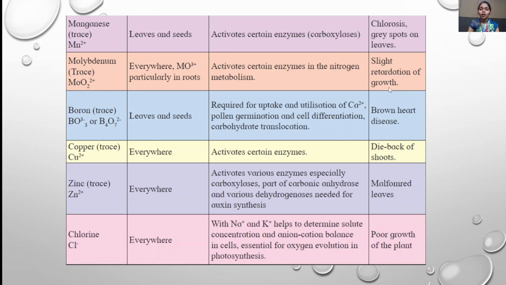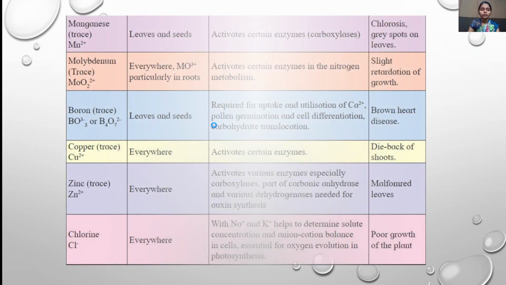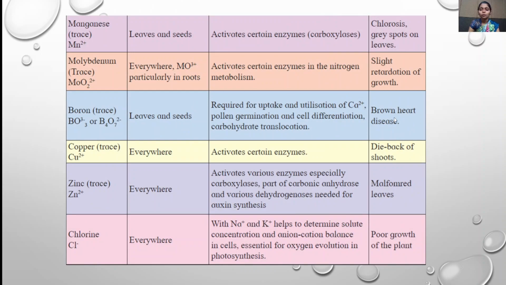Next, boron, whose deficiency symptom is brown heart disease. For copper, the deficiency symptom is die back of shoot. Zinc deficiency symptom is malformed leaves, and for chlorine, the deficiency symptom is poor growth of the plant.